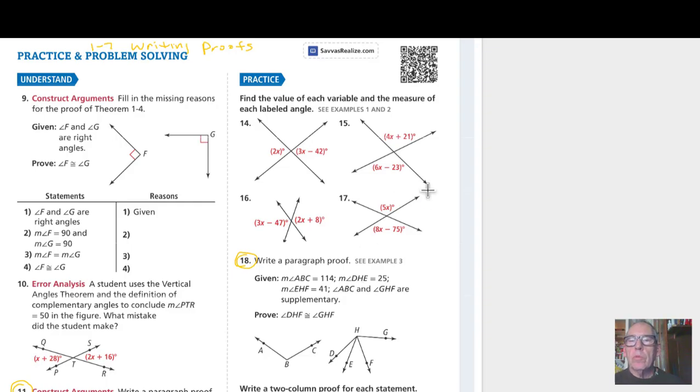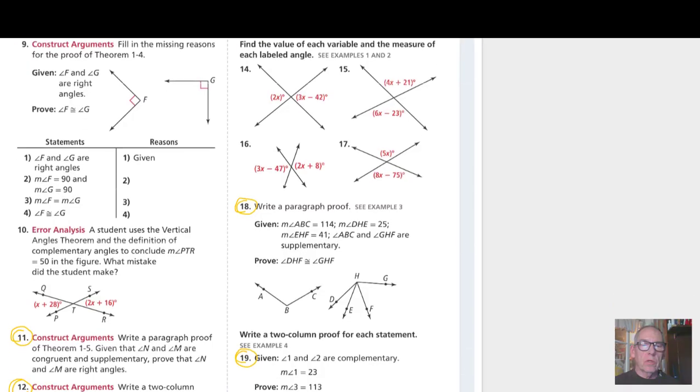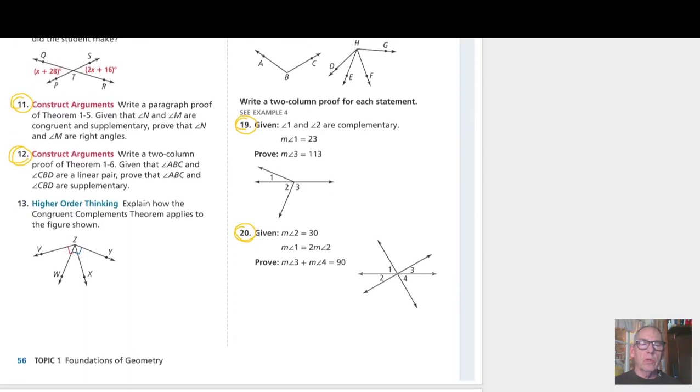Okay, this video accompanies the Envision Savvas Geometry 1.7 Writing Proofs problem set. And we're going to focus on some of the proofs that we need to write. So these ones I have circled, the ones we're going to do.